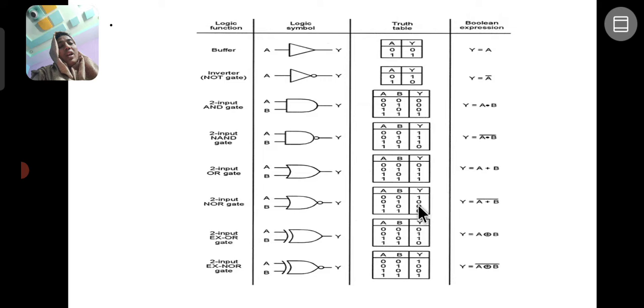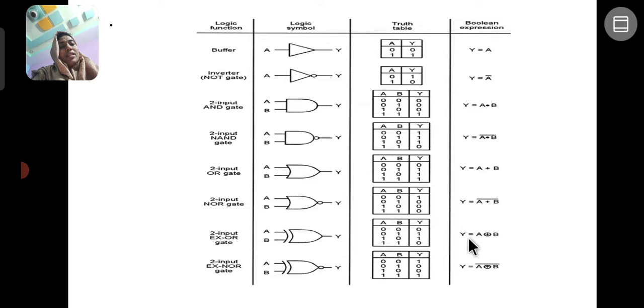In all remaining conditions, the output is 0. So next, the XOR gate. The XOR gate's output is 1 when the inputs are different. That means when A is 0 and B is 1, the output is 1, or when A is 1 and B is 0, the output is 1. Whenever both inputs are the same, the output is 0. That means for inputs 0, 0 the output is 0, or for inputs 1, 1 the output is also 0.